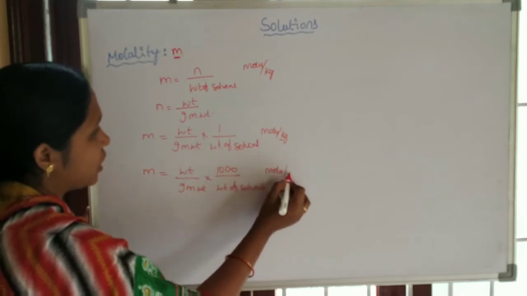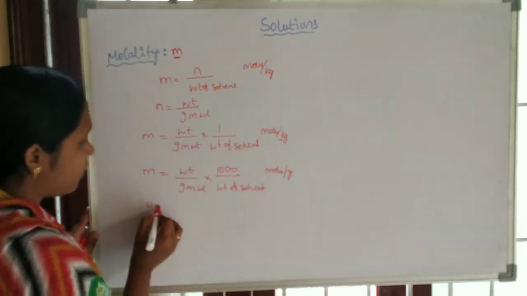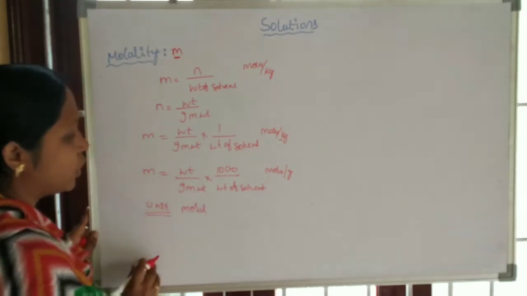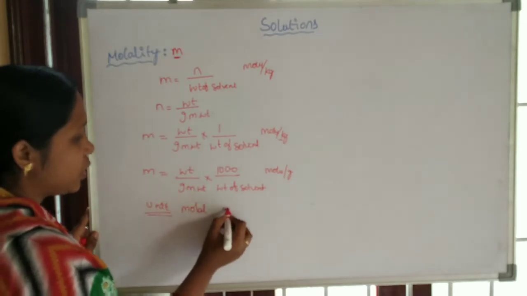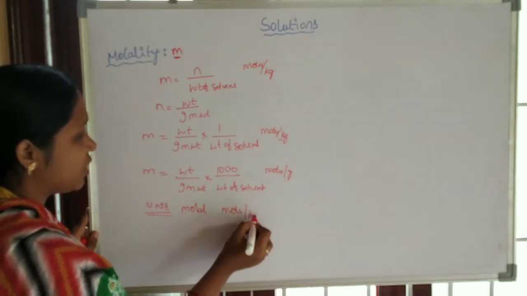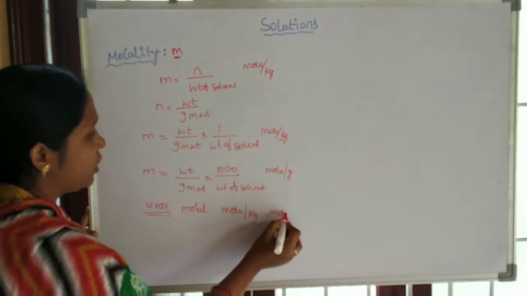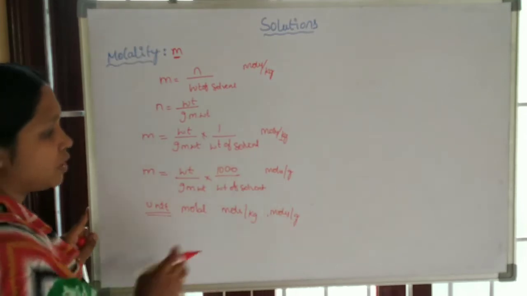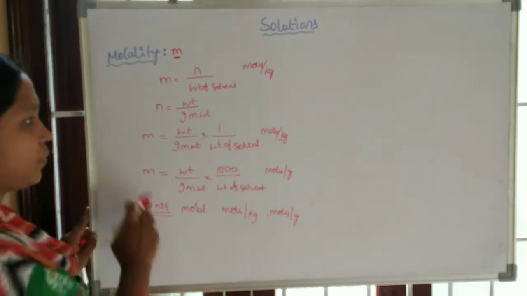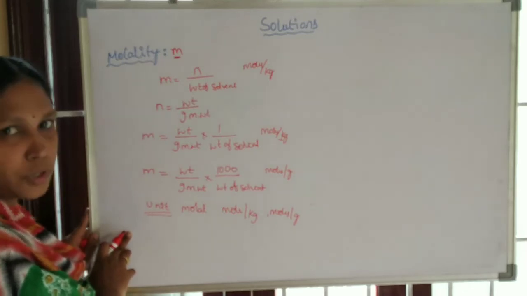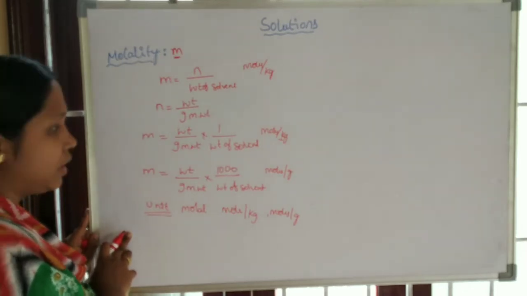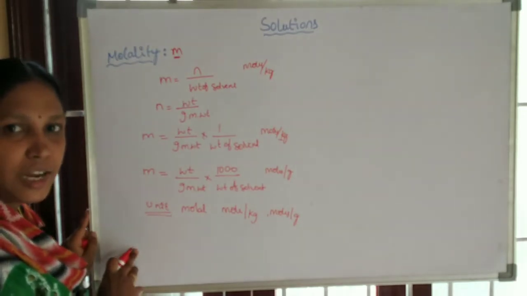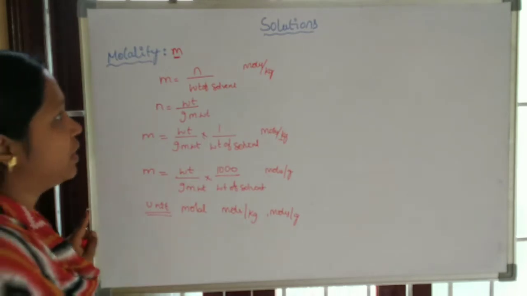Moles per gram. Simply we set the unit molal. Molal means moles per kg or moles per 1000 grams. This is our definition and equation for molality. Now we see the relation between molality and molarity.